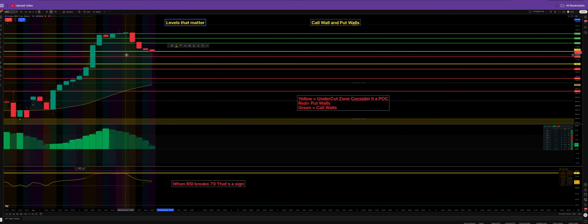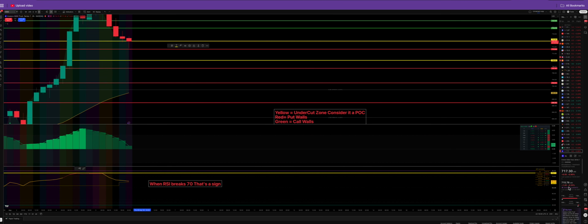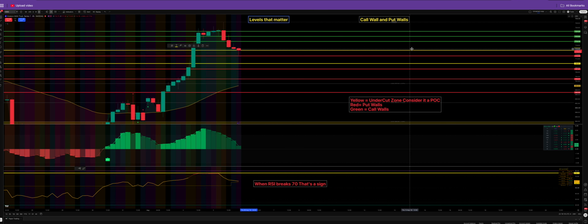Going over here to QQQ, our moves to the downside and upside. Currently, QQQ in the after hours is down 0.20%, and that's based on earnings. We're going to get into that a little bit later into the video. But again, we have our zones here on QQQ. We have our yellow, which is our undercut zones, if you're familiar with my term. It's called an undercut retest. We're either going to break out or break down here.